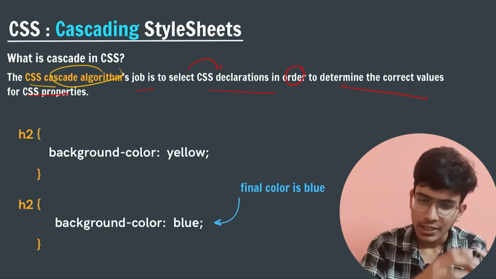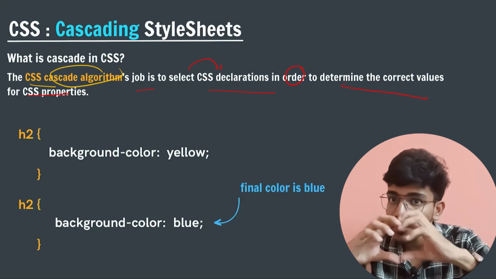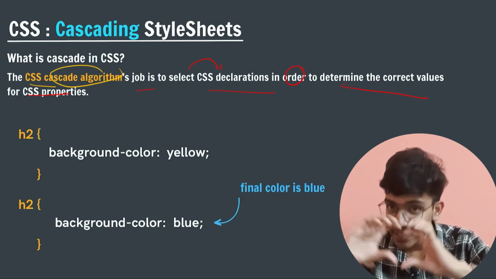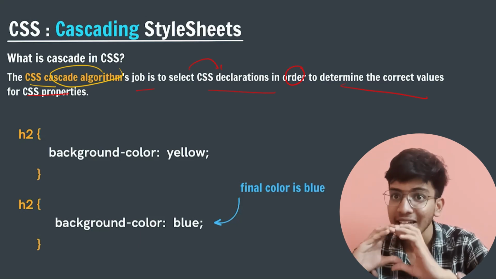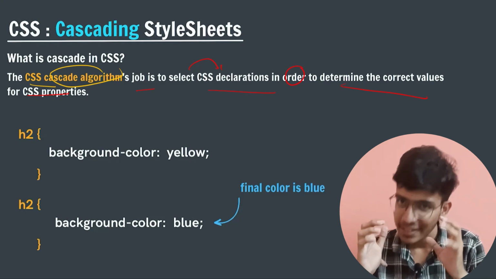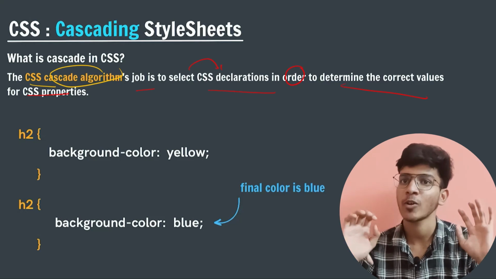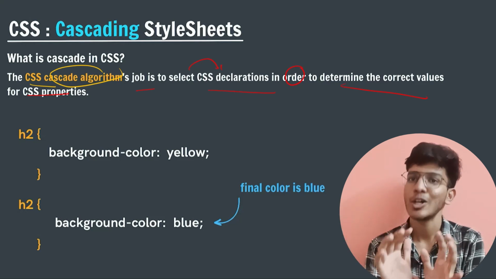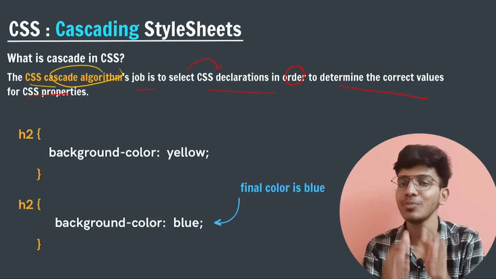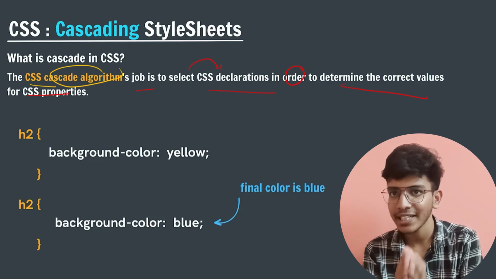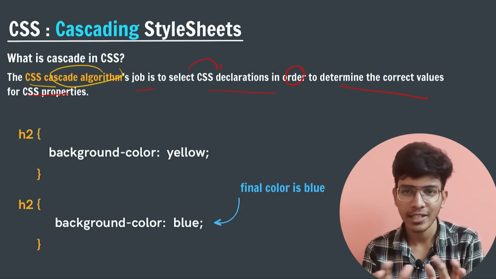So what the cascade algorithm does is that the one coming at last should have the finalized styling. That styling should be processed, that styling we should follow. I hope you have understood what the cascade algorithm is. Now if you want to study more about the cascade algorithm, you can do that by simply googling it.